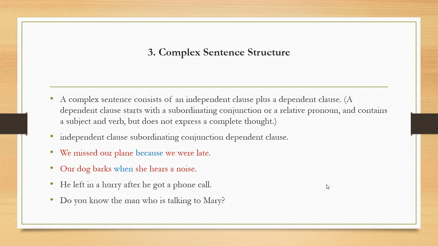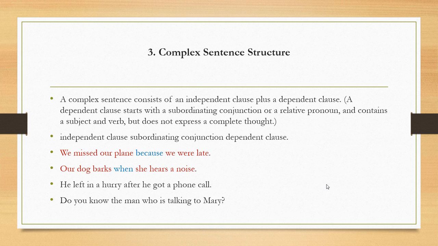The third type of sentence according to the structure is the complex sentence. The structure of a complex sentence has a clause, a dependent, maybe independent, again a clause. That is a mixture of the independent and dependent clauses. A complex sentence consists of an independent clause plus a dependent clause. A dependent clause starts with a subordinating conjunction or a relative pronoun. It contains a subject and verb but does not express a complete thought.